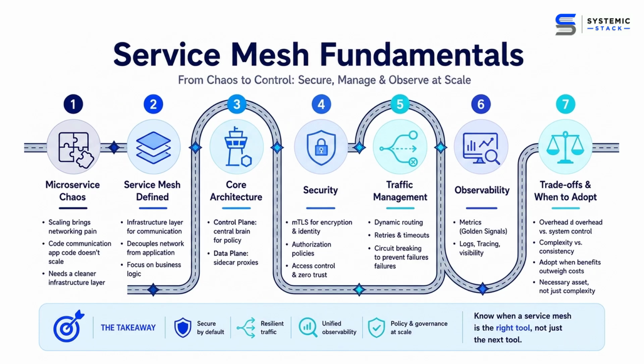First is security, where we examine how mTLS provides identity and how authorization policies enforce access control. Second, we'll walk through traffic management, including dynamic routing, retries, and the circuit breaking patterns that stop cascading failures. Third, we cover unified observability through golden signal metrics, logs, and distributed tracing.